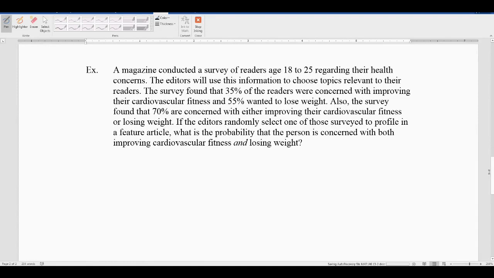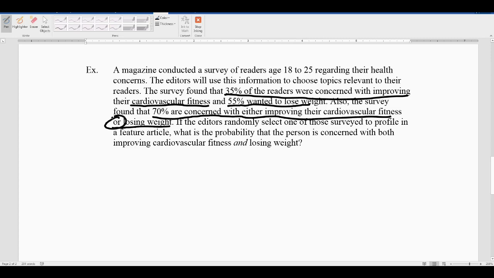Word problem. Okay, when you read this, you'll see that 35% are concerned with improving cardiovascular fitness. We'll just call it that, fitness. 55% want to lose weight. And that same percent are concerned with either improving their fitness or losing weight. Big word there is or. We want to find the probability that the person is concerned with both improving fitness and losing weight. That's what we're trying to find.